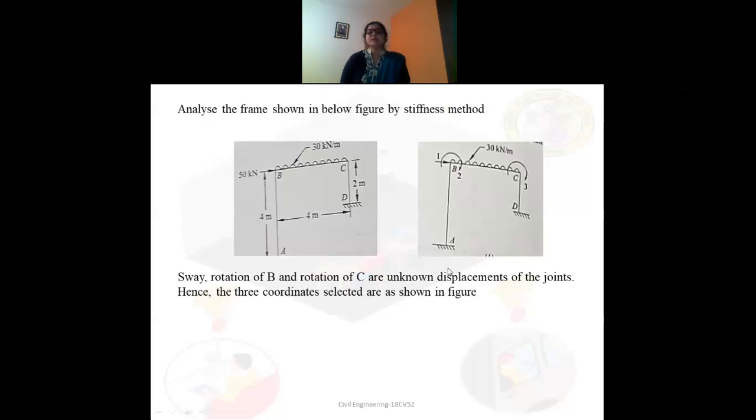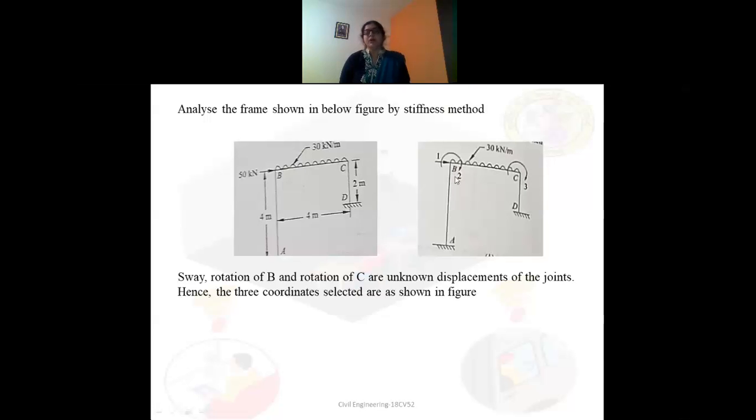Okay, so now you can notice that in fixed supports A and D there will be no rotation or translation, but since there is no support at B or C, it will sway in addition to rotation. There is a rotation at B and rotation at C, and horizontally the members AB and CD will move. We'll assume that the translation in the members BA and CD are same. So we have one translation and two rotations.